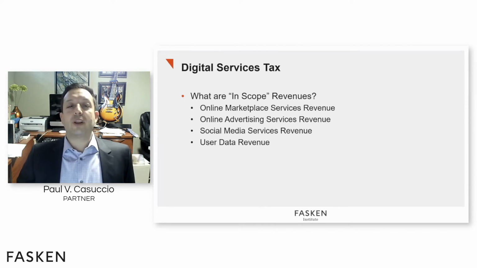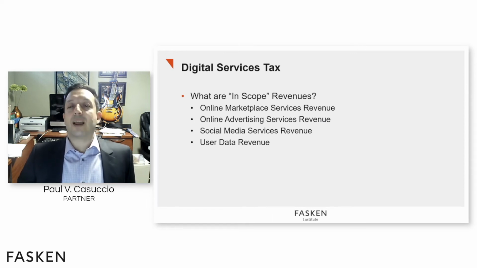Each of them generally arise in connection with a digital service provider's engagement with online users that are located in Canada. The first type of in-scope revenue that we're going to deal with is referred to as online marketplace services revenue. This generally consists of revenue earned from providing a digital interface that allows users to interact with other users and that facilitates the supply of property or services, including digital content, between those users.